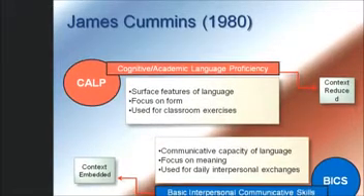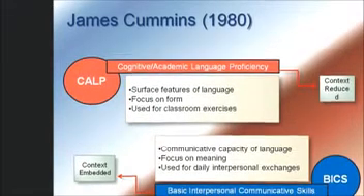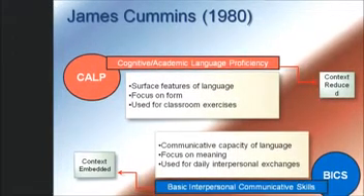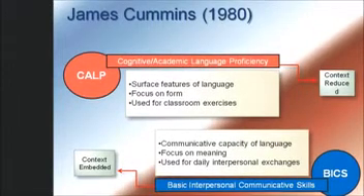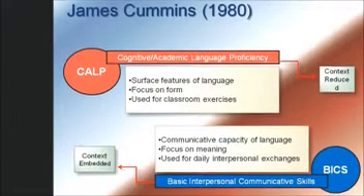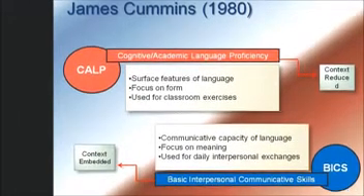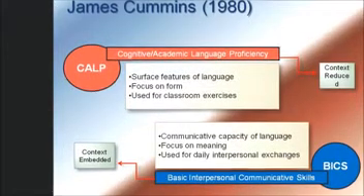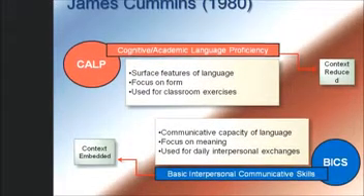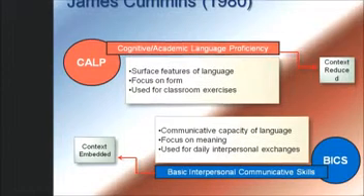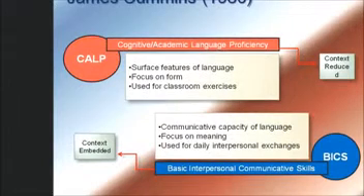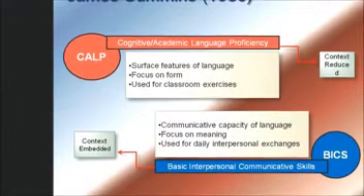Jim Cummins has two language proficiency types: CALP and BICS. CALP is cognitive academic language proficiency, which is context free. So this is basically used in a classroom discussion or any formal gathering. While BICS is basic interpersonal communicative skills, which focuses on meaning used for daily interpersonal exchanges. So BICS is used as an informal exchange of communication in day-to-day experience.